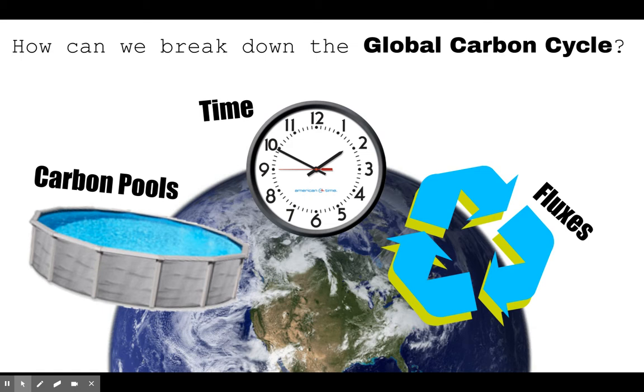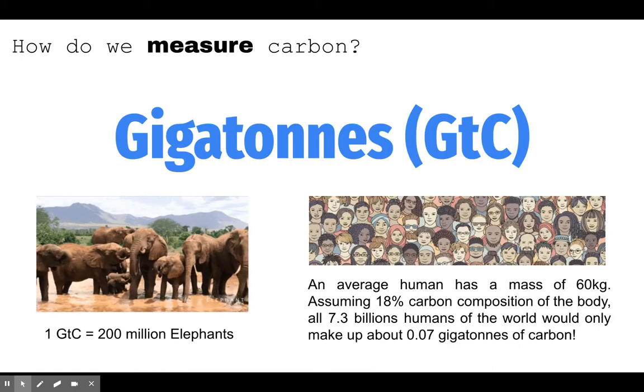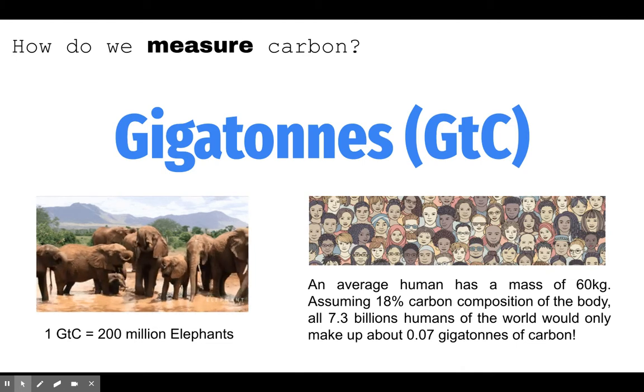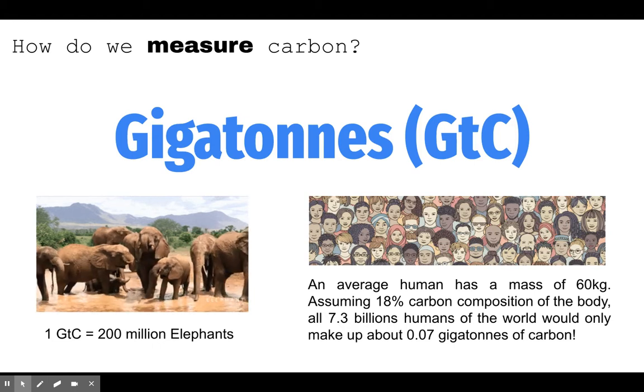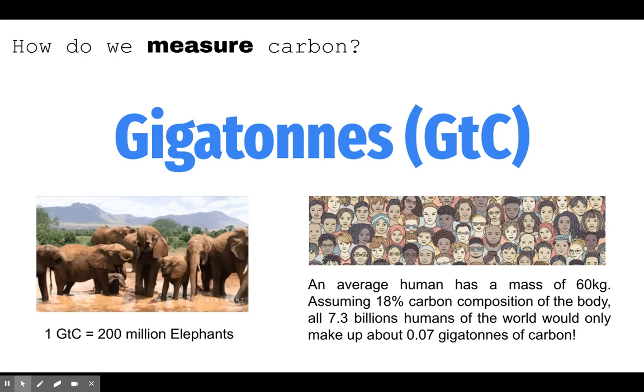Before we get into the details of pools and fluxes in particular, we need to take a look into how we actually measure carbon, right? If we're talking on the global scale, we must be talking about huge, massive amounts of carbon, and we are. We're going to be using the unit gigatons, all right? And you're going to see it written as capital G, lowercase t, capital C, gigatons. To put it in perspective, 1 gigaton is about the same as 200 million elephants.